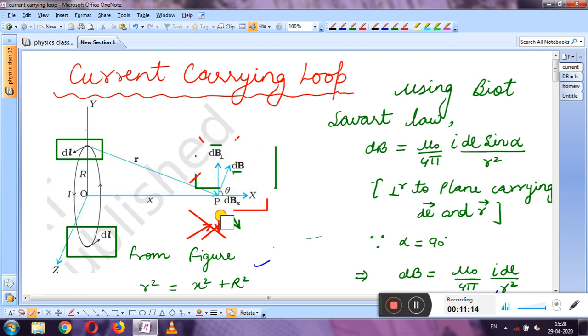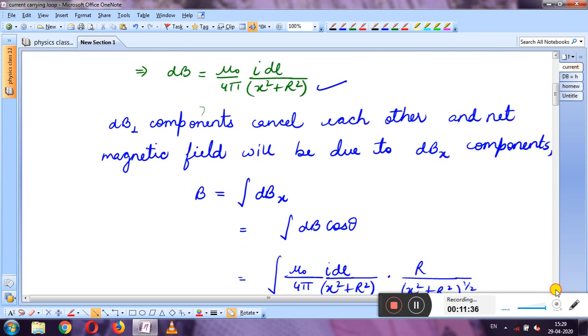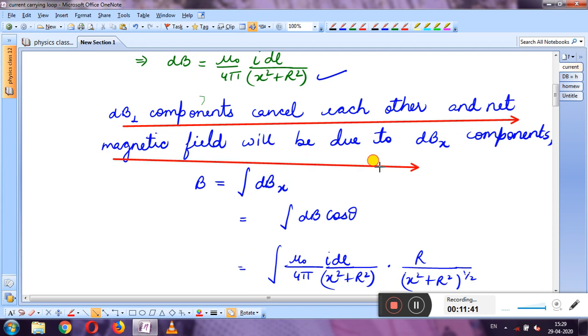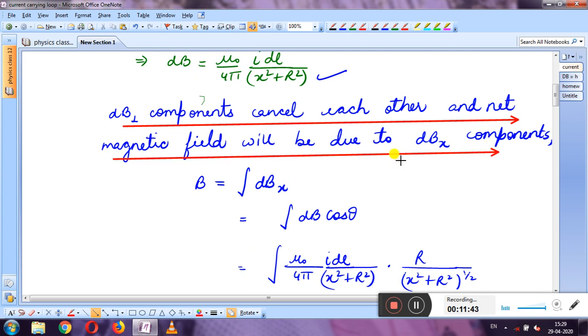Okay, so if you understood that the net magnetic field will be due to the horizontal components, then check, students, the horizontal components are along which axis? You can easily say, sir, it is along the x-axis. If it is along the x-axis, then we can say the same thing I have written here, that the perpendicular components will cancel each other and the net magnetic field will be due to the dBx components, which were horizontal components.